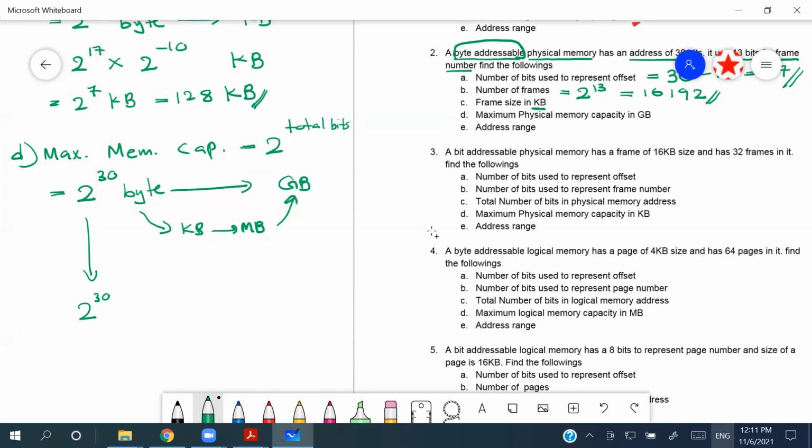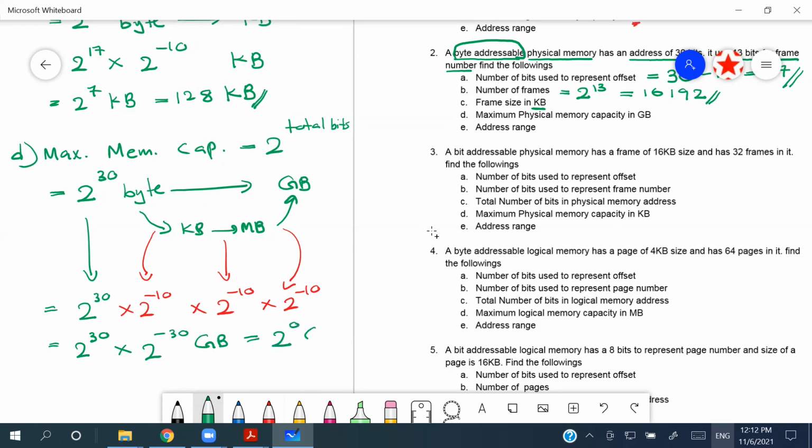2 to the power 30 bytes. Bytes to kilobytes, it's 2 to the power minus 10, kilobytes to megabytes, it's 2 to the power minus 10, megabytes to gigabytes, it's 2 to the power minus 10. So this gives you something tricky: 2 to the power 30 into 2 to the power minus 30 gigabytes. That means 2 to the power 0 gigabytes. 2 to the power 0 means 1 gigabyte, right? Don't panic and put 0, people. 0 means nothing, that means physical memory is not existing.